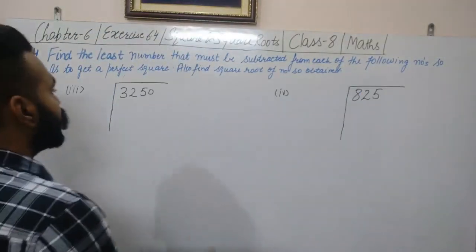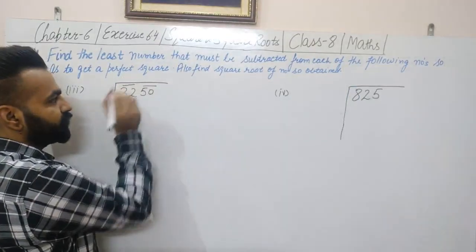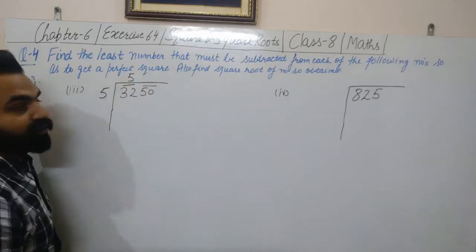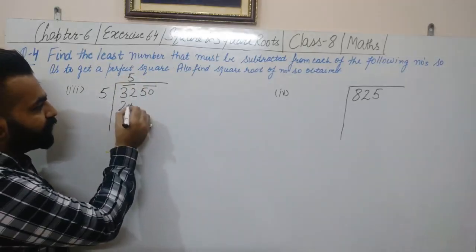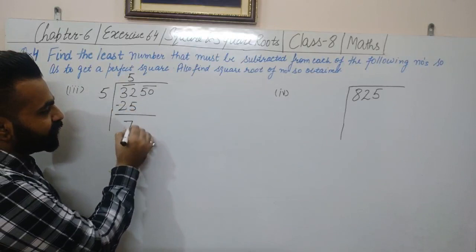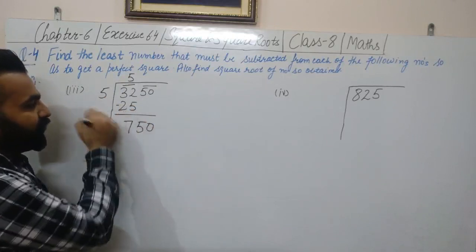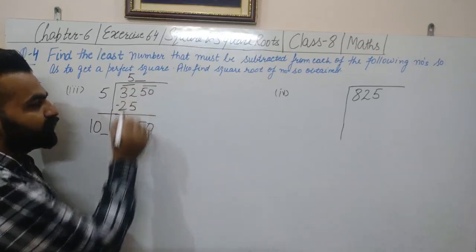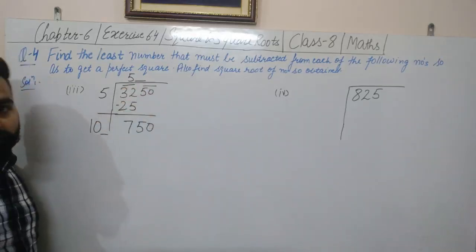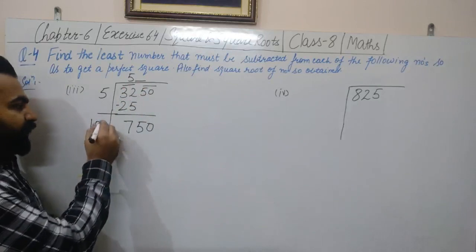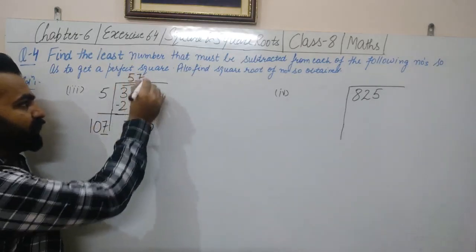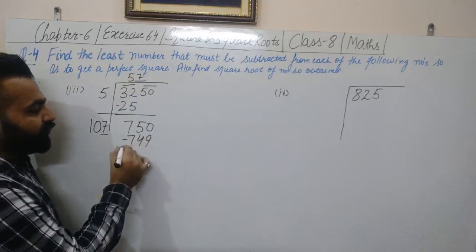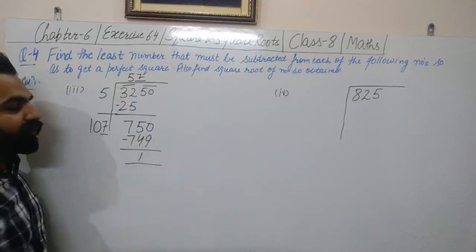So now third part, make pairs here. The number will appear 5 and 5 in the quotient. So 5 into 5, 25. We will subtract. This will be equal to 750. We will double the divisor here, that is 10. Put a blank. So we have to think of a number. The number which will appear here will be 7. So 107 into 7 will be 749. We will subtract and the remainder will be 1.